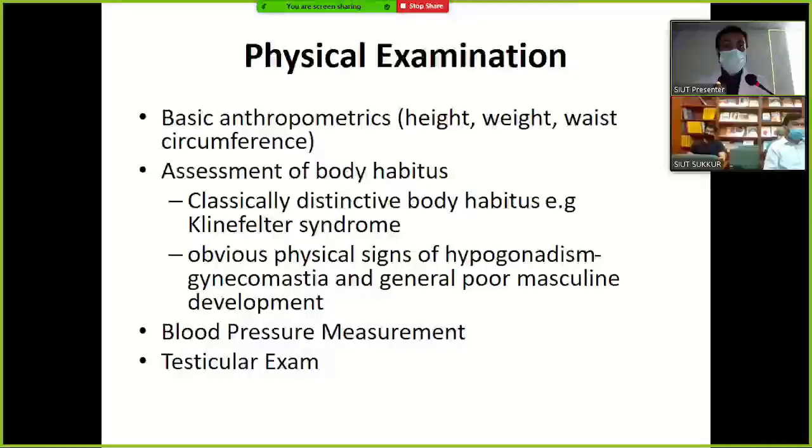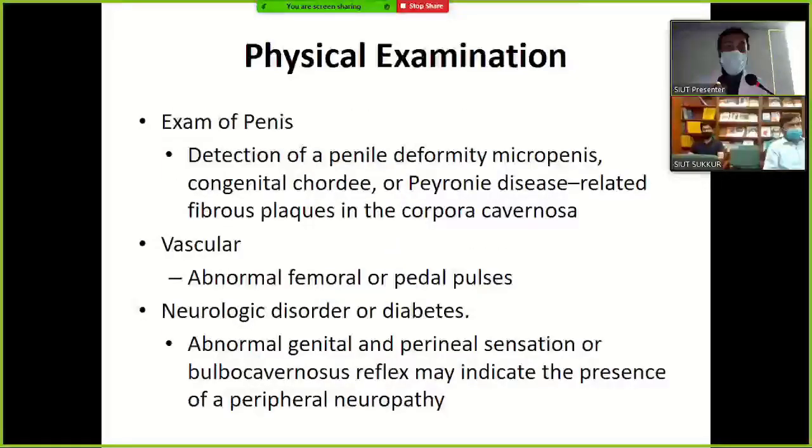And then physical examination. Basic anthropometry such as height, weight, and waist circumference should be taken. Assessment of body habitus should be done. Classically distinctive body habitus should be noted, such as in Klinefelter syndrome, and physical signs of hypogonadism should be checked, like gynecomastia and poor masculine development. Blood pressure monitoring should be done. Testicular exam should be done, to check the size of the testes. Examination of the penis should be done. Detection of penile deformity, micropenis, congenital chordee, and Peyronie disease related fibrotic plaques in the corpora cavernosa should be identified.